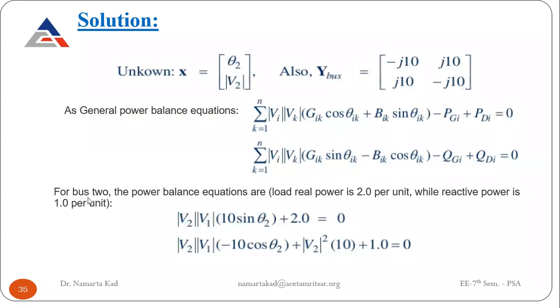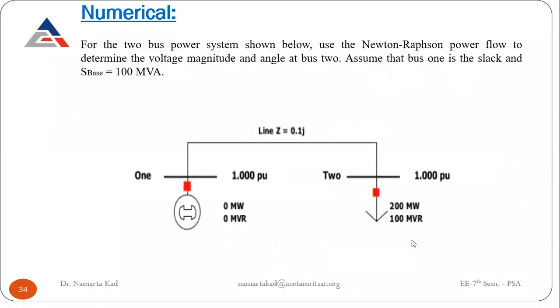Now for bus number 2, the power balance equations: the real power is 2 per unit while the reactive power is 1 per unit. Just see here. As the base given is 100 MVA, what is the real power on bus number 2? Just divide it by 100. This gives you 2 per unit. And reactive power, 100 divided by 100, is 1 per unit. So real power is 2 per unit and reactive power is 1 per unit.